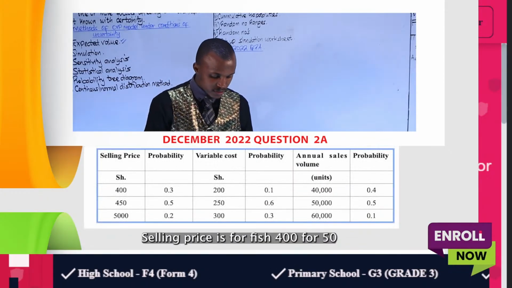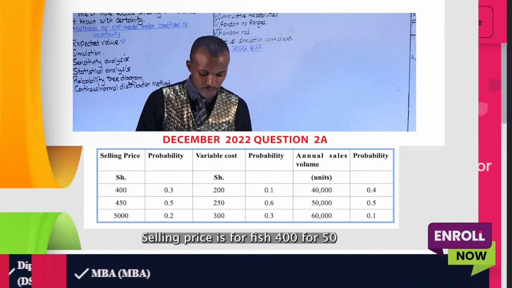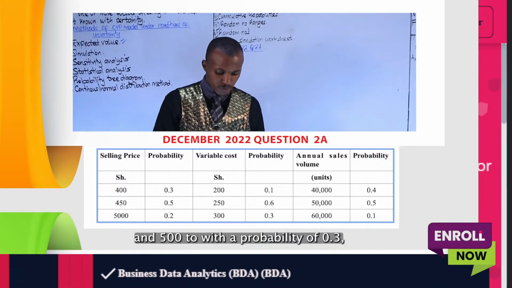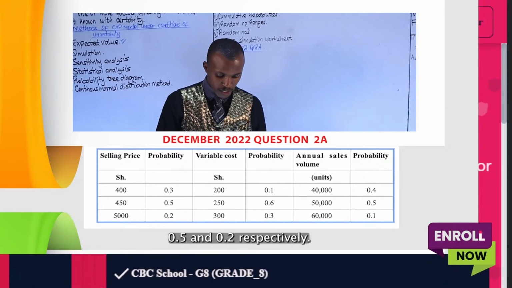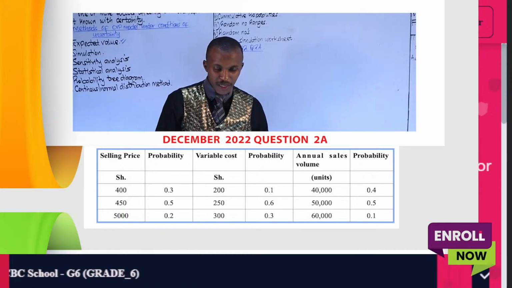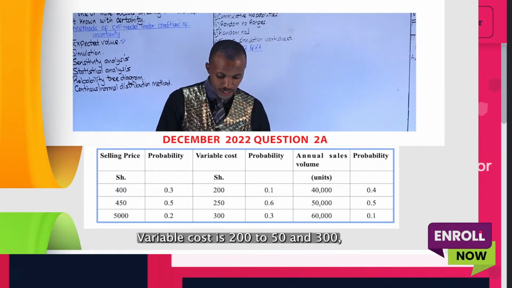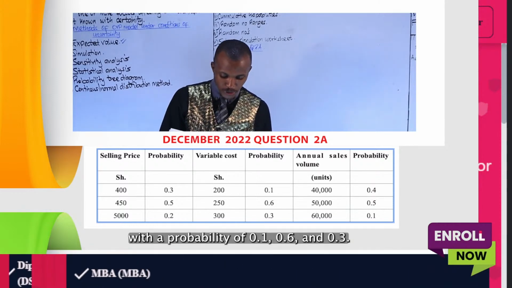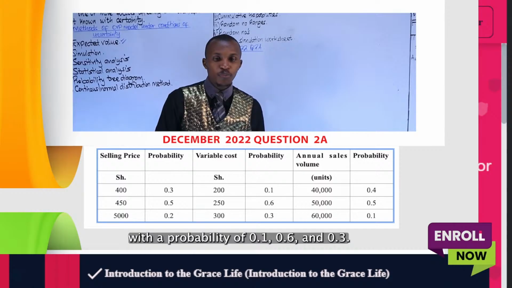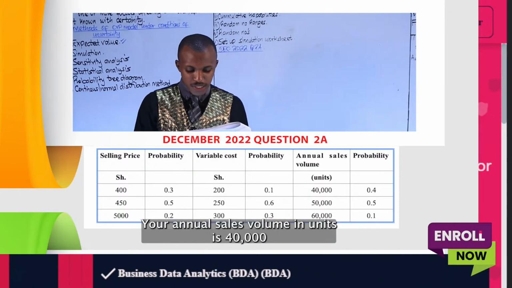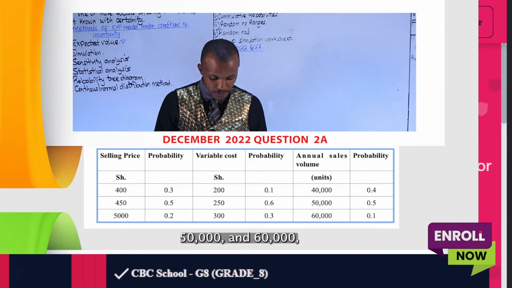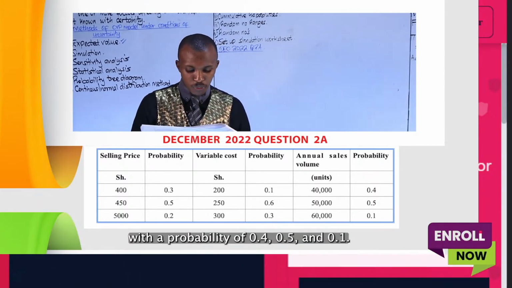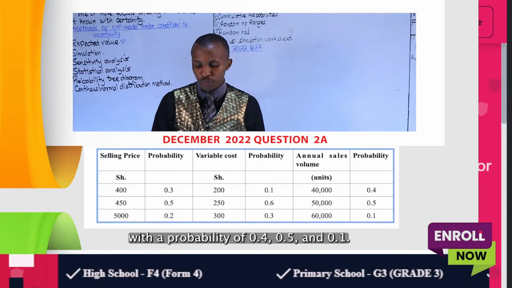Selling price is 400, 450, and 500 with a probability of 0.3, 0.5, and 0.2 respectively. Variable cost is 200, 250, and 300 with a probability of 0.1, 0.6, and 0.3. Your annual sales volume in units is 40,000, 50,000, and 60,000 with a probability of 0.4, 0.5, and 0.1.